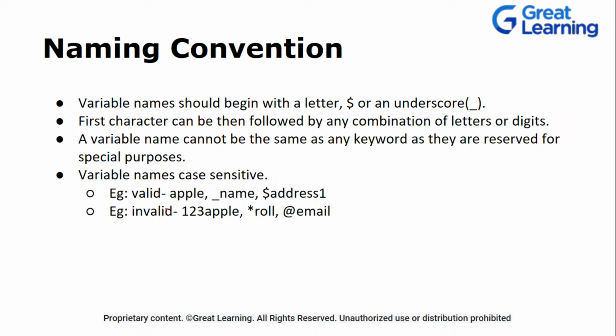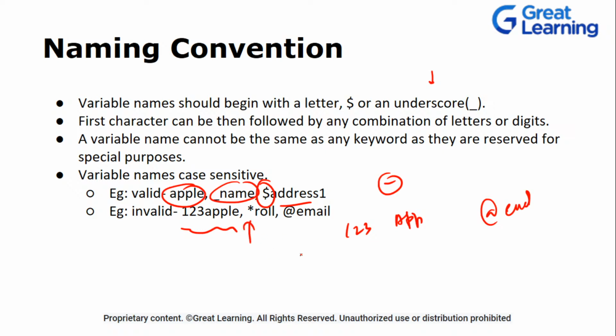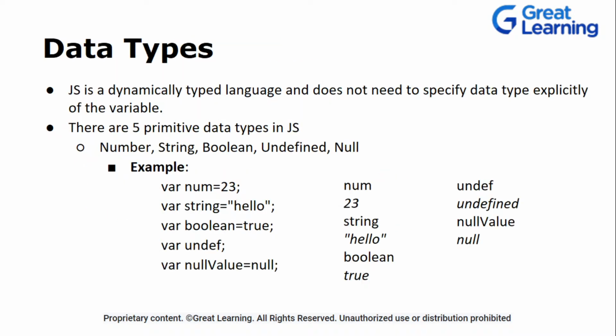Now, what about the valid variable names? Is this valid? Yes. Is this valid? Yes. Underscore is a valid variable name. If a variable is starting with an underscore, it is valid. Similarly, dollar is valid. Now these are invalid. One, two, three, invalid. What about this at the rate email? Invalid. What about this asterisk roll number? Again, invalid variable names.